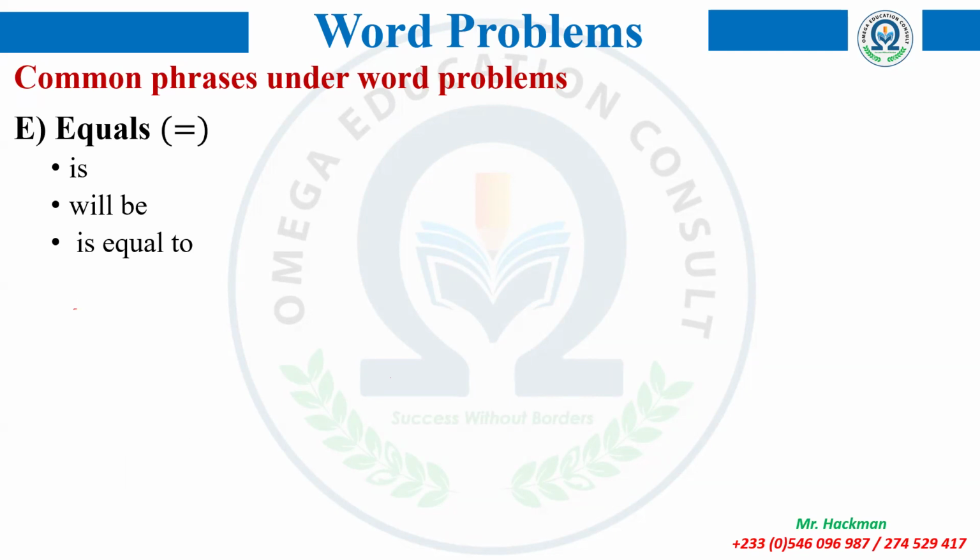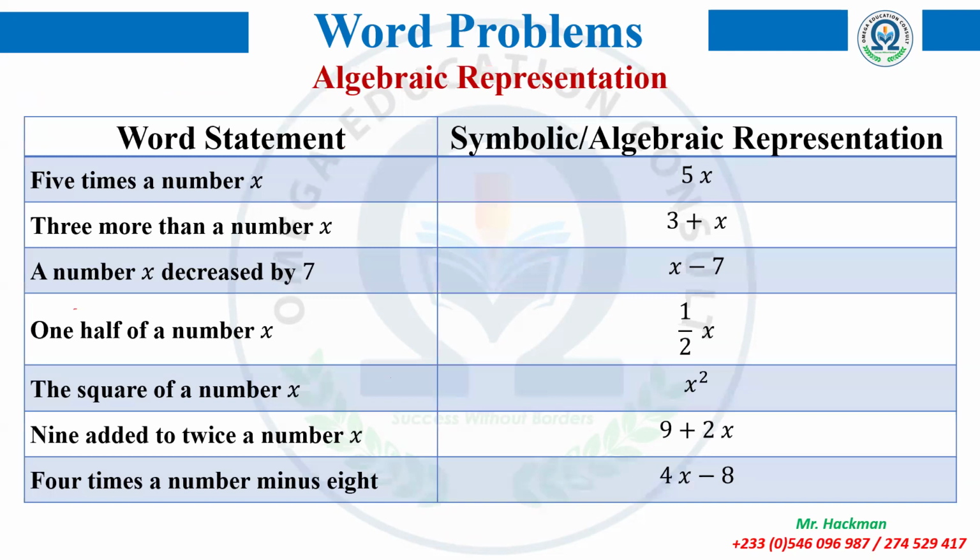So now let's look at word statements and how to write them in terms of algebraic representation. The first part of the table, we are dealing with word statements, and the second part will be the algebraic representation or symbolic representation. So now that we know the phrases, let's see how best we can put the phrases to use here.